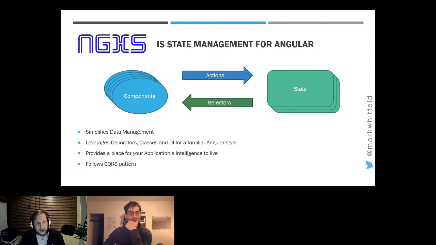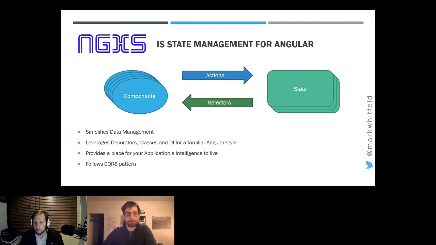So one of the big advantages that a state management library will provide you is it gives a place for your application's intelligence to live. It gives you a pattern to follow. It gives you some sort of familiar scaffolding when you move around the application and when you move between applications that use this sort of library.